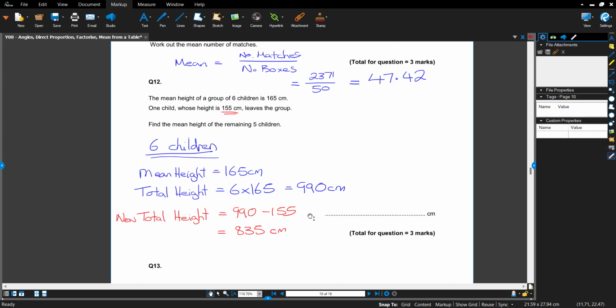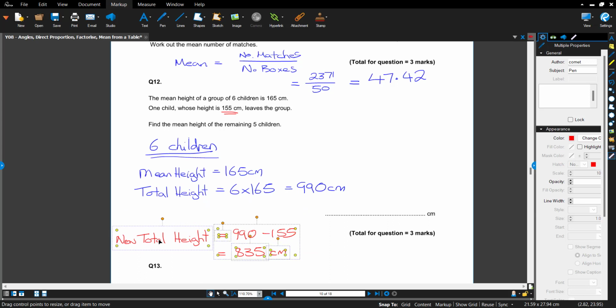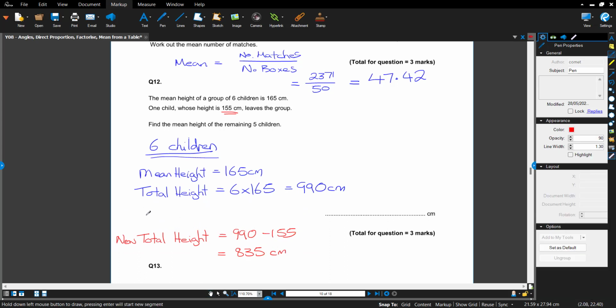Okay, so in this case, we have 5 children, because one of them left. 5 children.